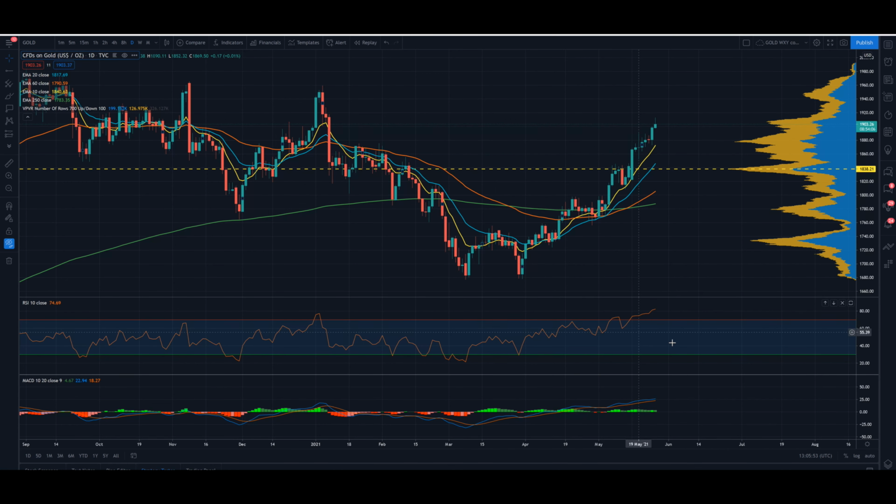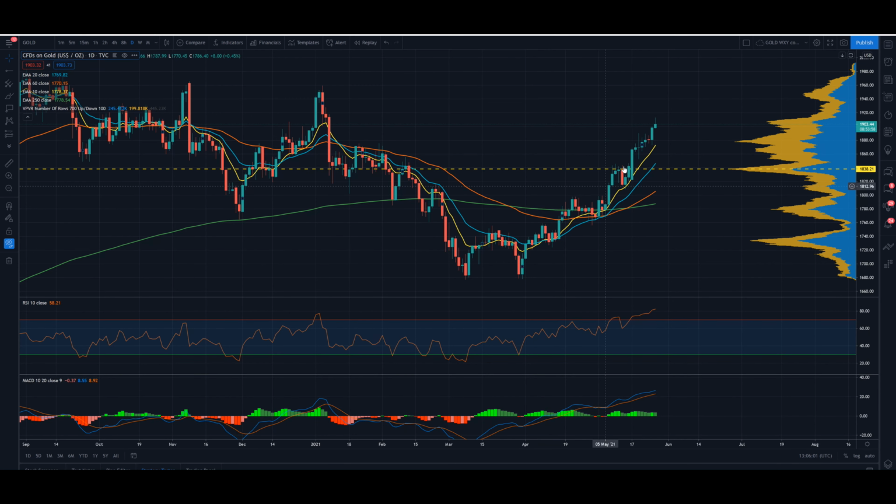Now the RSI has us all the way up on the daily at 82. We are getting very, very overbought at the moment. It's been such a strong move off of the low here that it does feel like we need to correct. Now from a basic technical analysis point of view, it feels like we need to correct.